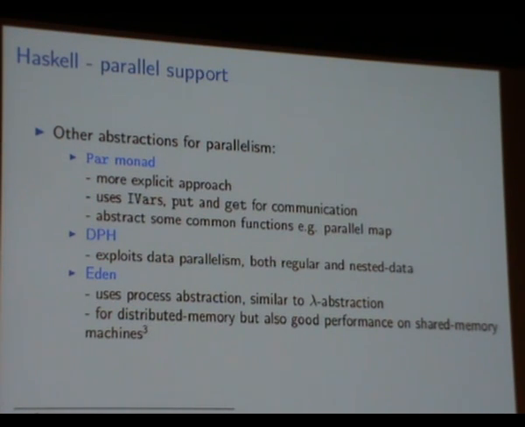And there is also DPH, Data Parallel Haskell, which is mainly to exploit data parallelism, and is very good for both regular and nested data parallelism. And Eden is based on the concept of process, so basically it abstracts a function as a process which is distributed to the available processors to be run in parallel. It is similar to a lambda expression, but it is mainly meant for distributed memory parallelism. Processors communicate with each other by passing messages, but all this is hidden in the implementation. It is implicit. And we could also use it on shared memory machines.